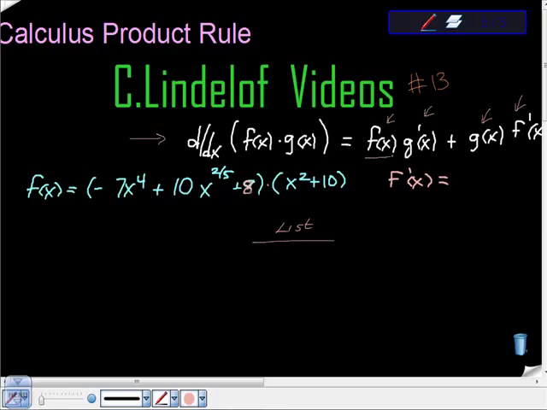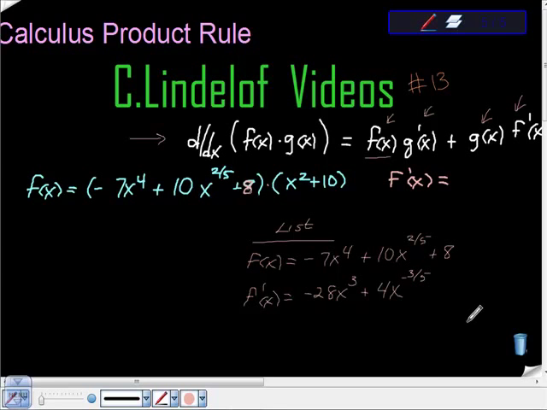So it says here that we need f of x, and f of x is this first function. So f of x is equal to negative 7x to the fourth plus 10x to the 2/5 power plus 8. We want to take its derivative, f prime at x, which is negative 28x to the third, using the power rule, plus 10 times 2/5 is 20/5, which is 4, isn't it? So 4x, and then 2/5 minus 1 is the same as 2/5 minus 3/5, which is negative 3/5. And the derivative of this part is just 0, so I'm going to leave that the way it is, okay?